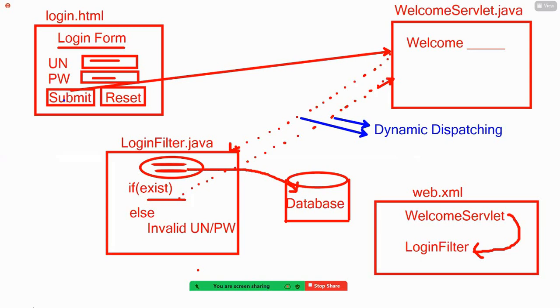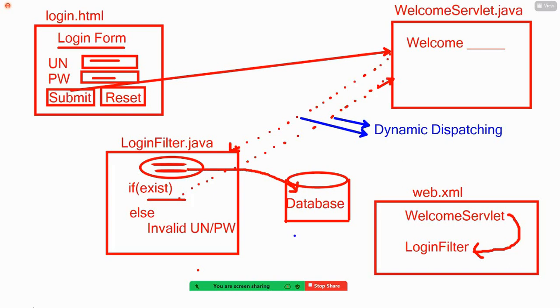Actually this is a request, this is a response, and in between a filter is inserted. Now if I click on the submit button, first of all, does the request come to the servlet or the filter? The servlet. The request comes to the servlet. But is the servlet executed first or the filter executed first? The filter is executed. If it is validated, if the username and password are there, then the servlet is executed. Otherwise, the servlet is not executed.